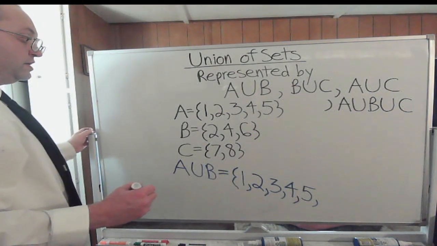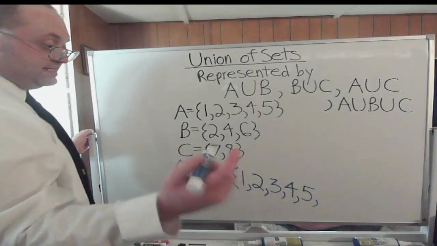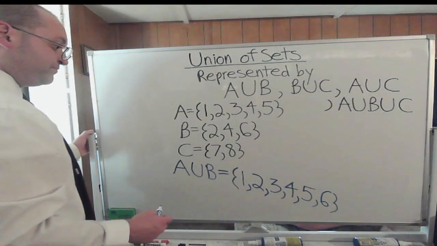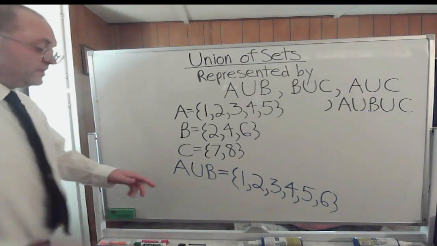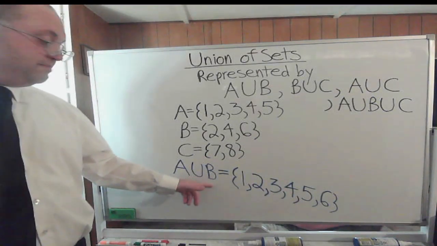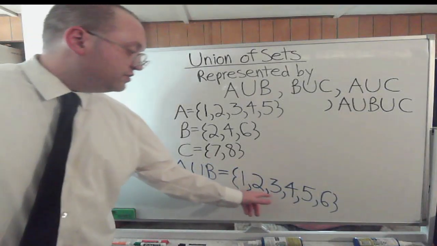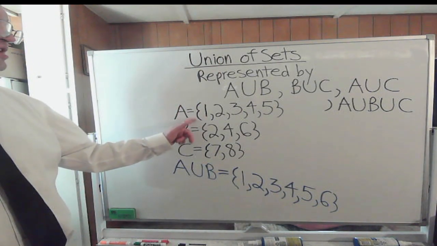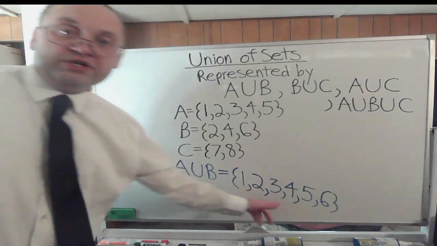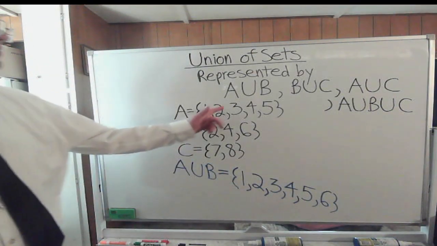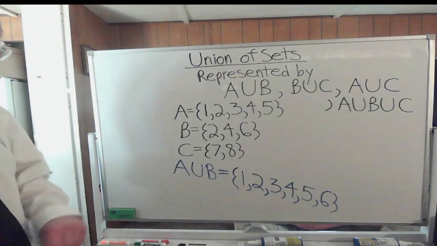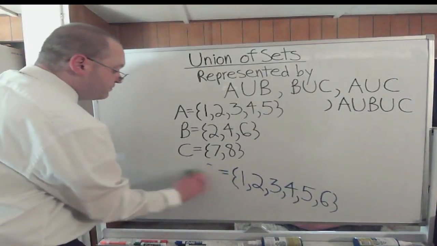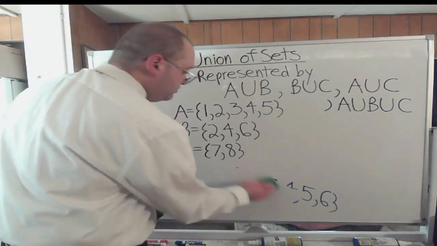And then only set B contains 6, but when you unite them, you'll have 6 as a member of the united set. So the answer to set A in union with set B is the set of 1, 2, 3, 4, 5, and 6. You've just combined all the elements of A and B together into one set when you take a union. And you only have to list each number once. That'll help you out. So that's A in union with B.